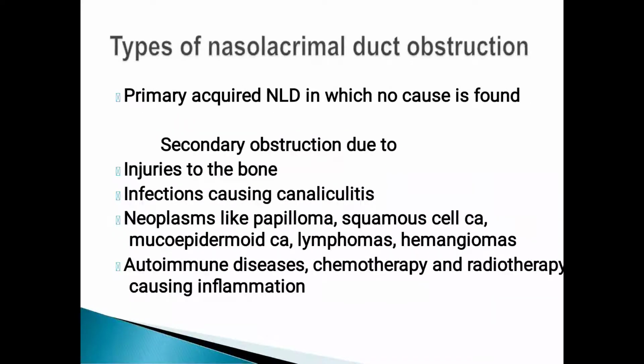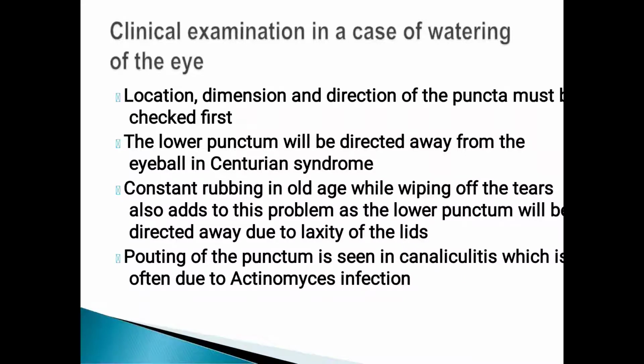So basically, most of the diseases of the lacrimal system are because of obstruction of the nasolacrimal duct. It could be primary when no cause is found, or secondary because of injuries to the bone, infections, tumors or other diseases. So how do we examine a patient with watering of the eye?